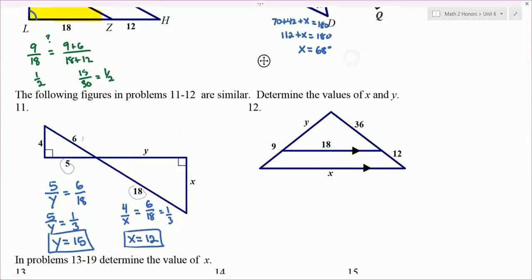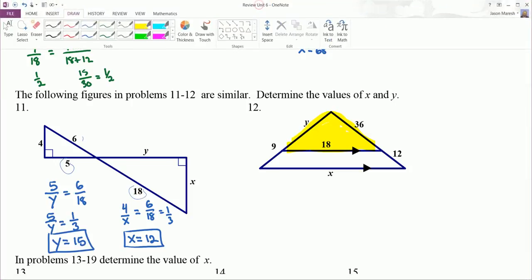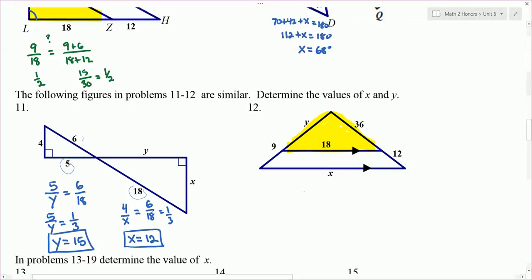Careful on this next diagram. You're looking at the small triangle versus the large triangle that it is inside. So the small triangle has a side length of y, and that corresponds with the side y plus 9 in the larger triangle. And then the small triangle has a side length of 36, and that corresponds with the side length 36 plus 12 in the larger triangle.